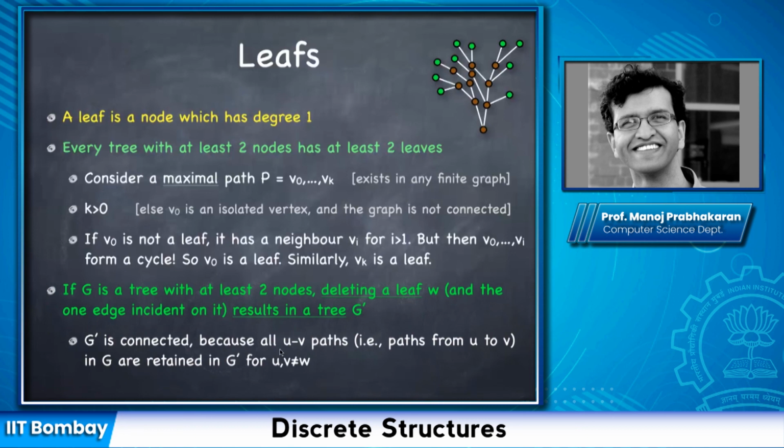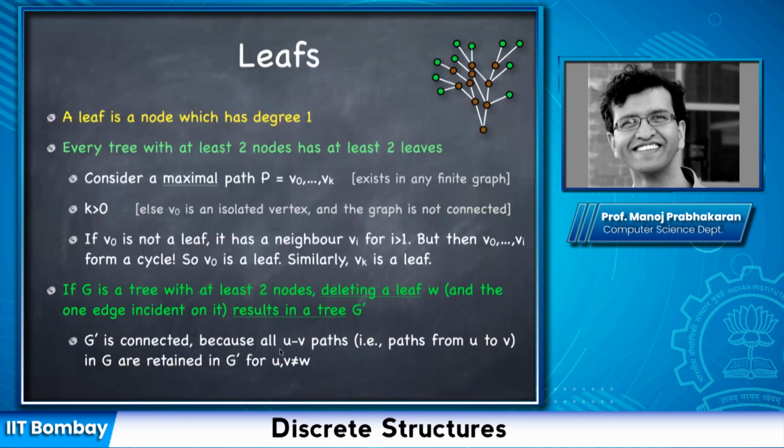So every pair of nodes U and V other than W, of course, are connected in G prime. They remain connected in G prime. So G prime is also a connected graph. So G prime is also a tree.